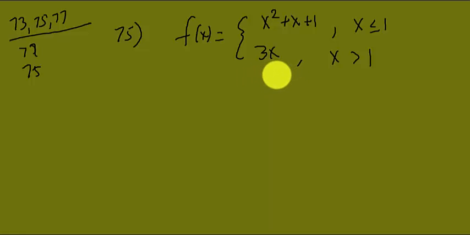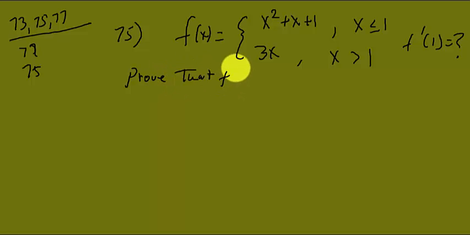Now they give you piecewise functions, and this will be a free response question. You'll have to find out if this is differentiable at 1. So they're asking you, can you find f prime of 1? That's their question. Is there a derivative? Can you find it if it is? To do that, you have to satisfy one condition first. You have to prove that f of x is continuous at x is equal to 1.